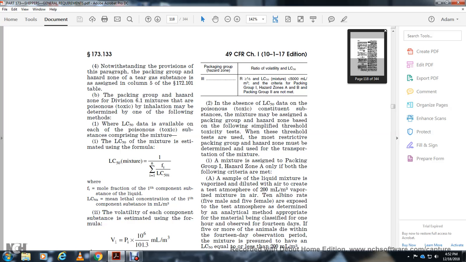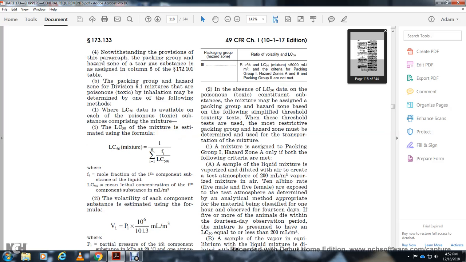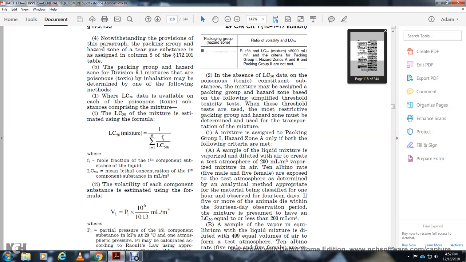A sample of the liquid mixture is vaporized and diluted with air to create a test atmosphere of 20 milliliters per meter cubed of the vaporized mixture in air. 10 albino rats, 5 male and 5 female, are exposed to the test atmosphere to determine the analytical method. It is appropriate for the material to be classified if, after 1 hour of exposure and observation over 14 days, 5 or more animals die within the 14-day observation period, with the mixture presumed to have an LC50 equal to or less than 200 milliliters per meter cubed.